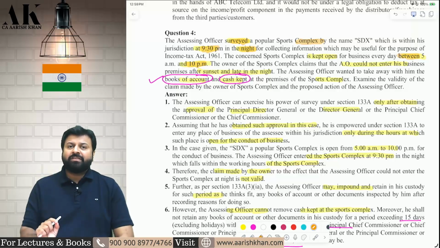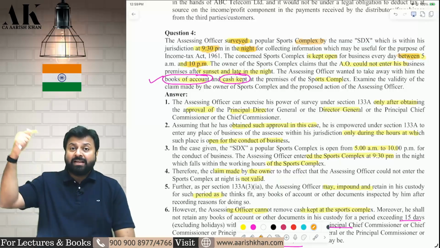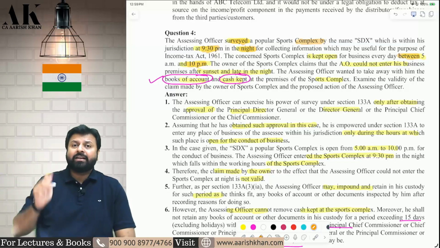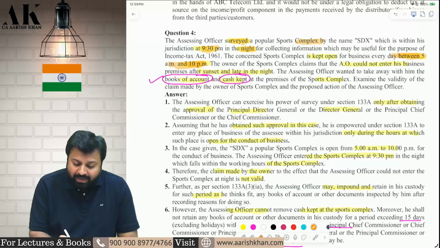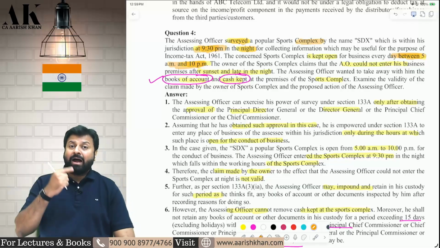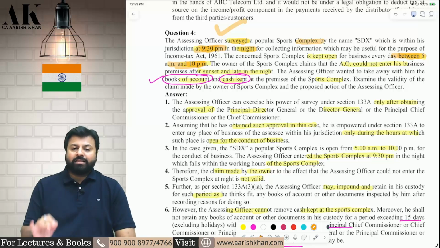There is a provision in the survey section that the officer can enter only after sunrise but before sunset. But there is further a provision that if the business hours are in the night, then he can enter in the night also. What are the business hours? The business hours are from 5 a.m. to 10 p.m. and he is entering exactly half an hour before the business hours end. Therefore, he can enter. There is nothing wrong in that.